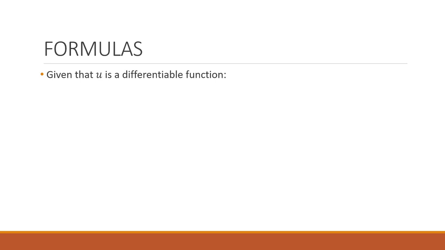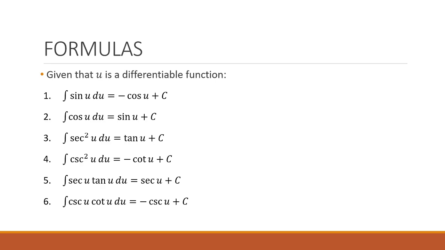Okay, so we'll be using u as a placeholder for all the arguments that we will be encountering sa mga formulas. Okay, so again, total of 10 formulas. The first 6 are obtained kumbaga from differentiation rules. These 6 formulas correspond to the 6 trig functions and their derivatives. If you can still recall, if we differentiate cosine, that's negative sine. Therefore, if we take the antiderivative of sine, it should be negative cosine.